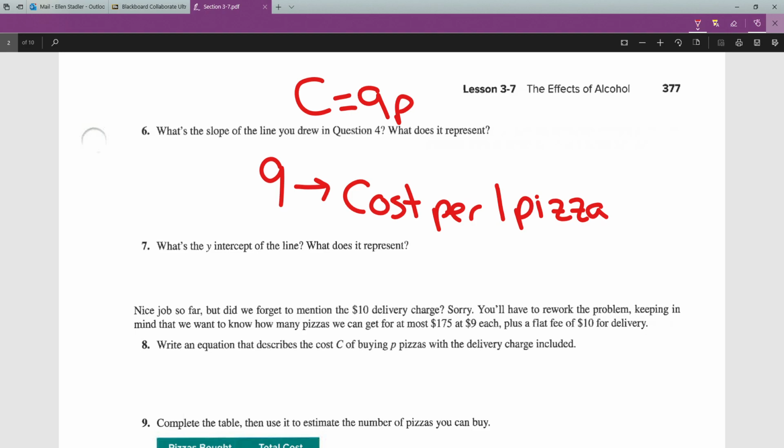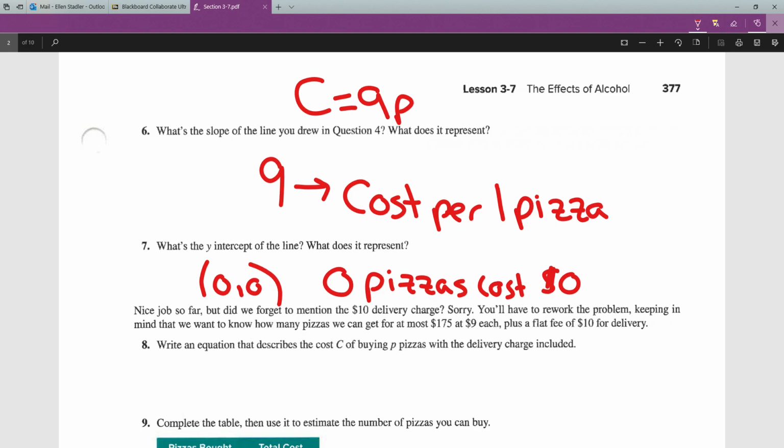What is the y-intercept of this line? The graph we drew in question number 4. Where does it cross the y-axis? It crosses the y-axis at 0, 0. What does that mean in terms of this real-world problem? It means that 0 pizzas cost me how much? $0.